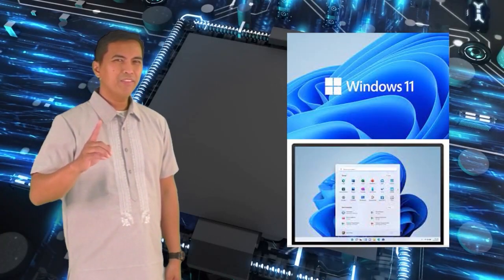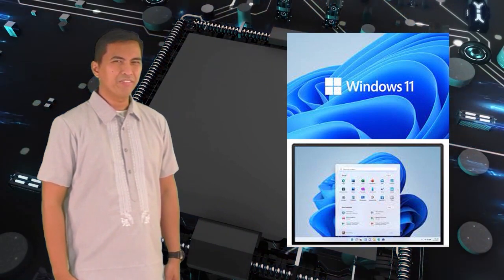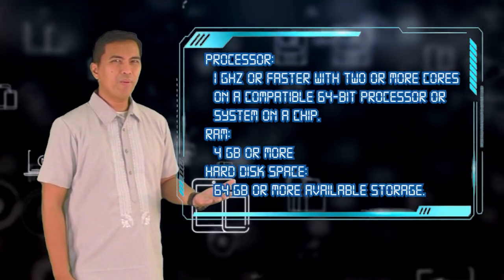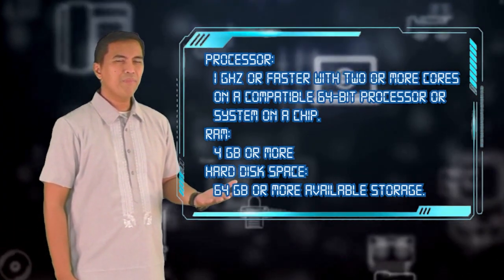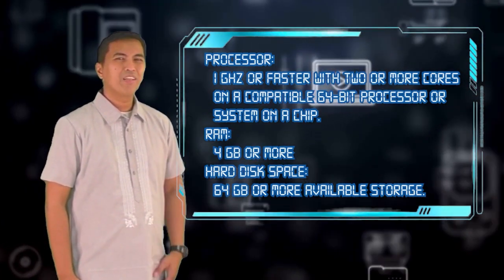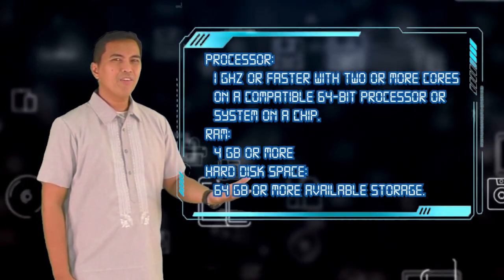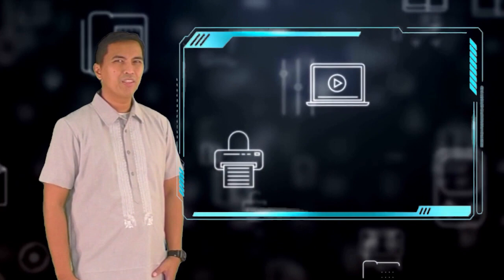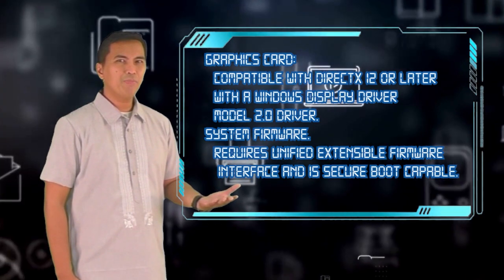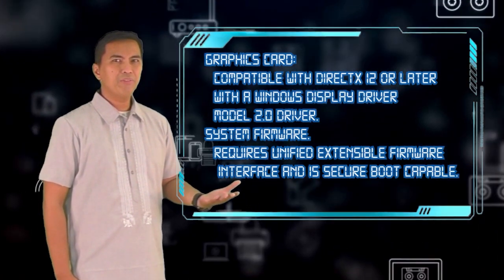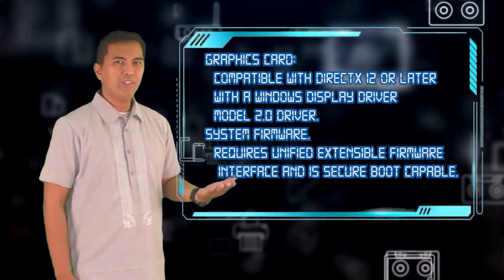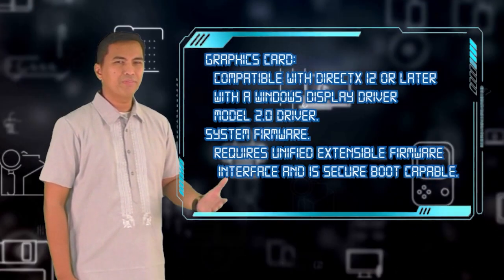For Windows 11, minimum system requirements for installation. Processor, 1 GHz or faster with 2 or more cores on a compatible 64-bit processor or system on a chip. RAM, 4 GB or more. Hard disk space, 64 GB or more available storage. Graphics card, compatible with DirectX 12 or later with a Windows Display Driver Model 2.0 driver. System firmware requires unified extensible firmware interface and is secure boot capable.